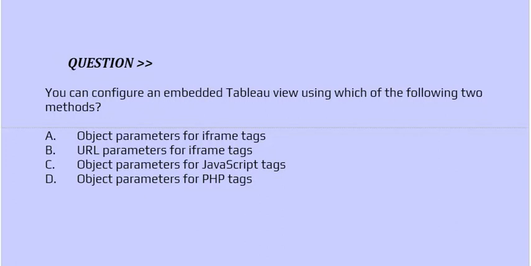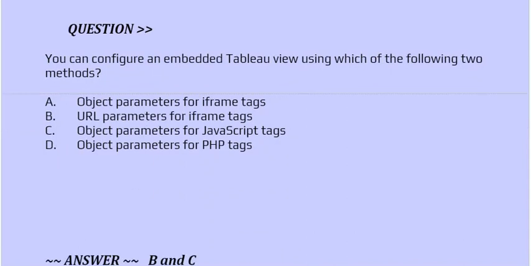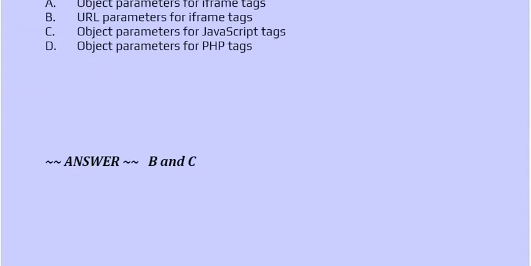Next question is, you can configure an embedded Tableau view using which of the following two methods? Option A, object parameters for iframe tags. Option B, URL parameters for iframe tags. Option C, object parameters for JavaScript tags. Option D, object parameters for PHP tags. Correct answer is option B and option C.